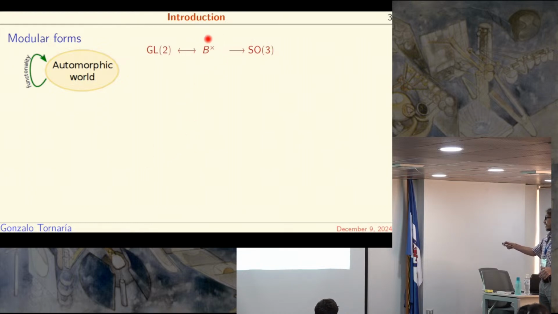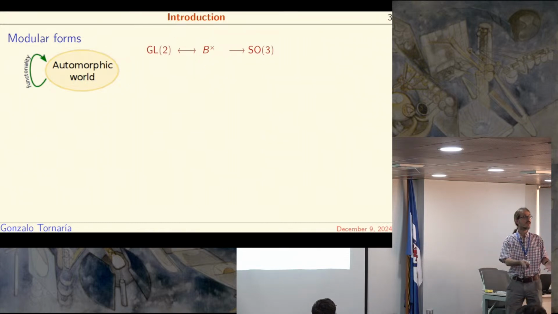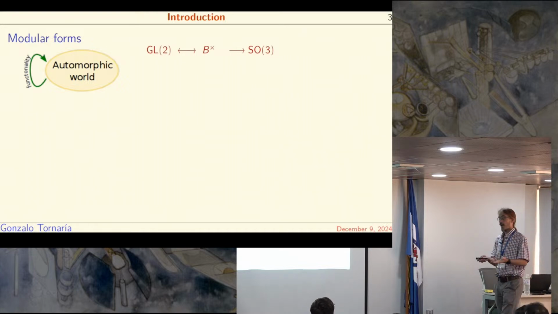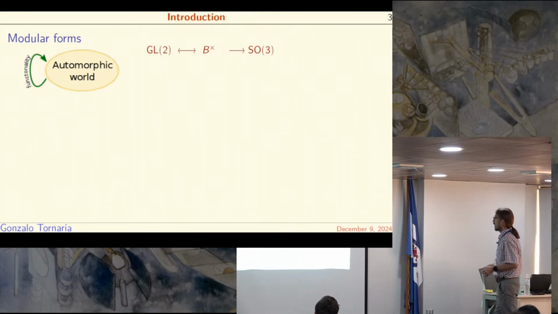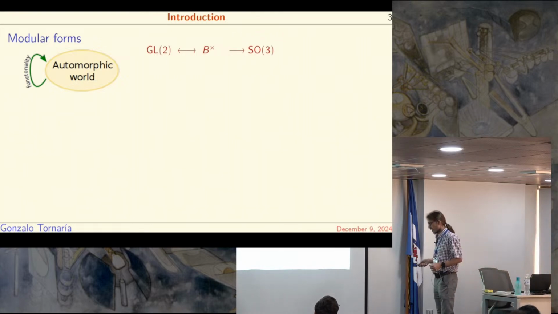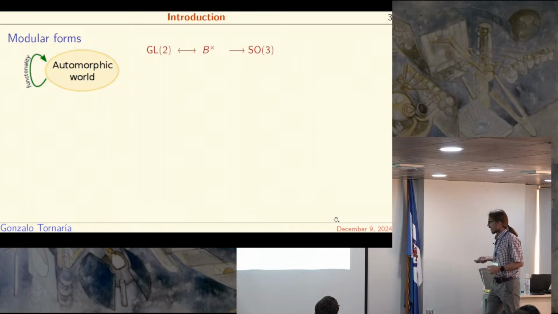In fact, there's a map. For instance, you can have the quaternion algebra act on itself by conjugation, and you can restrict that to the trace zero part, and that's a three-dimensional thing. This gives you a map from B cross to the orthogonal group, which has the center as the kernel. So there's also a relation between modular forms here and modular forms there. So that's a classical picture.